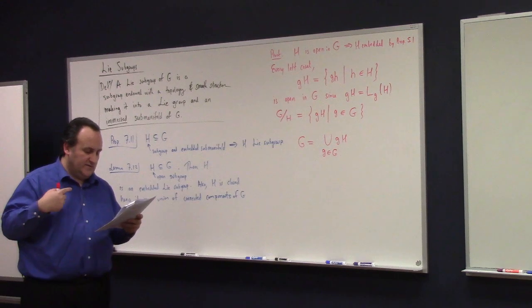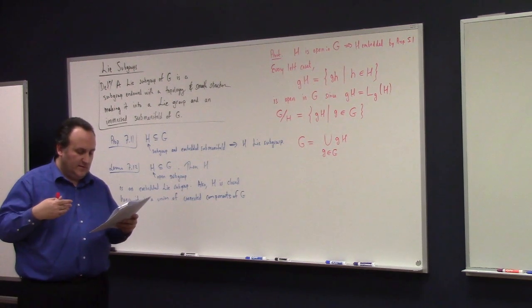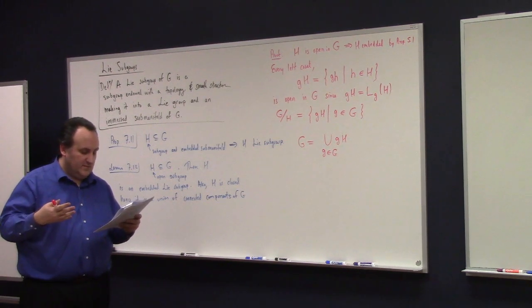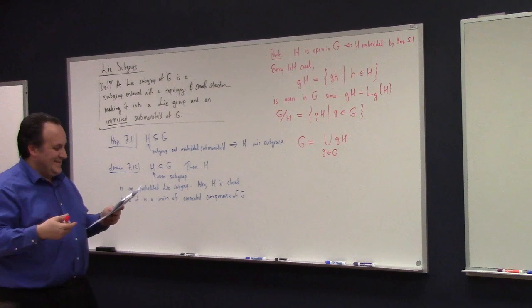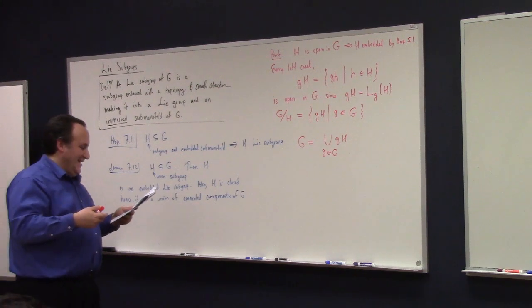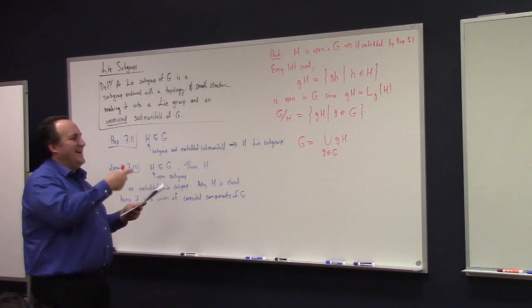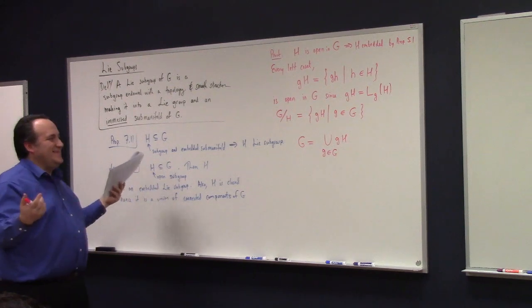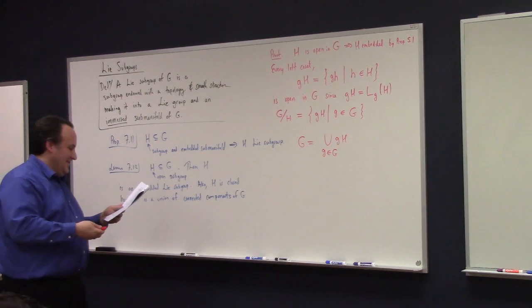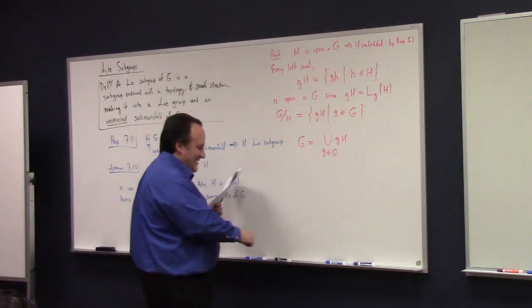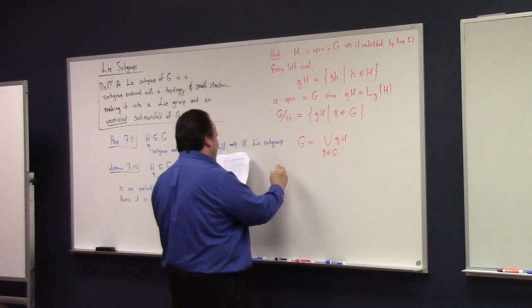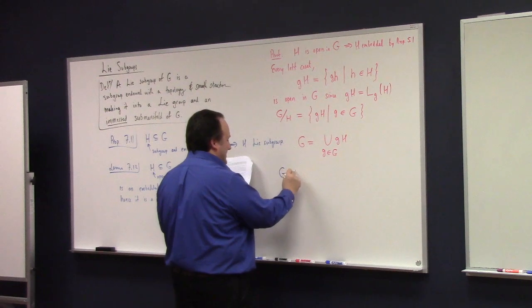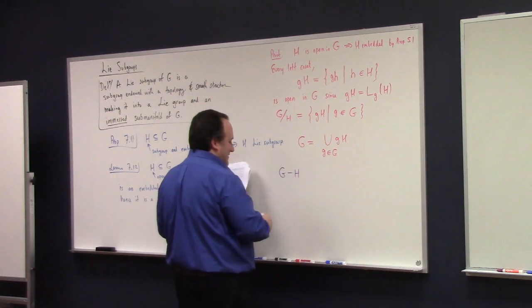Anyway, so it says because G mod H is the union of the cosets of H other than H itself. Oh, I'm a dummy. That's not even what he's talking about. I'm just a moron. He's not talking about the factor group. He's talking about this G minus H in my notation.